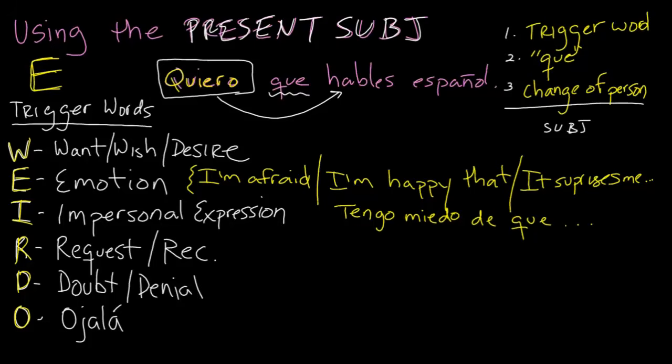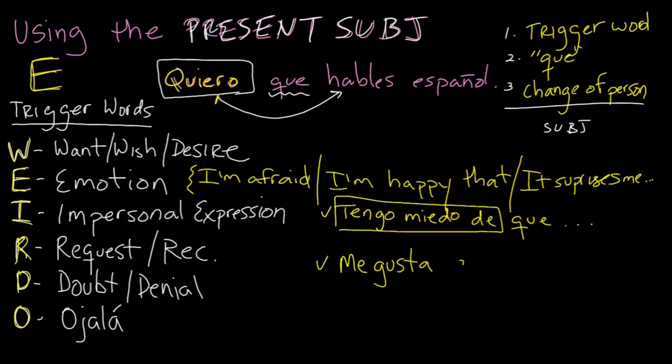So this right here, tengo miedo de que, I'm afraid, we could replace with this trigger word up here, and this is a trigger word. Or we could say, I like that. That's an emotion, and that is another trigger word. And if we have the rest of the things, the trigger word, the K, the change of person, then we can move forward with that.